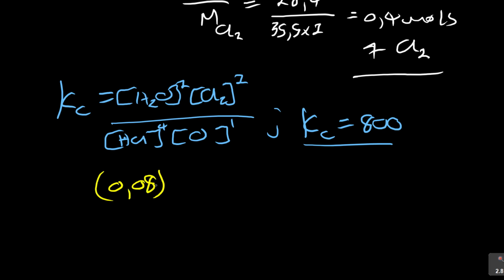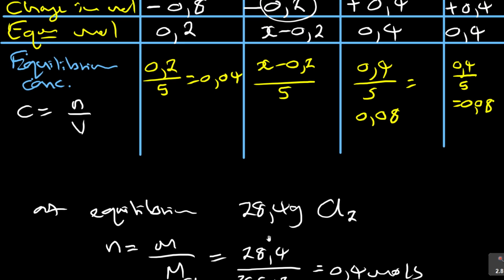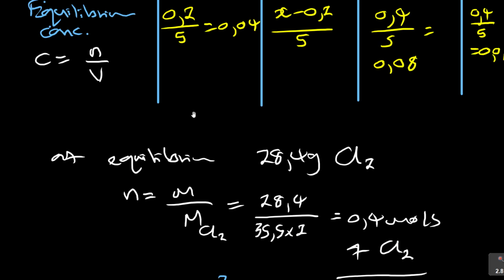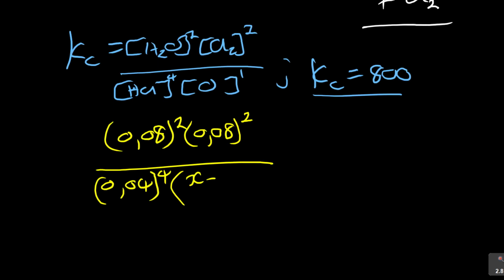0,08 squared, 0,08 does the same, squared over HCl, 0,04 here, 0.04 to the power of 4. You see that? And then on this other one it will be what? X minus 0,2 over 5 to the power 1, minus 0,2 over 5. This is just the power, is equal to 800. You see now where everything happens.